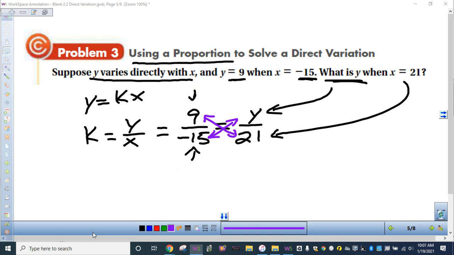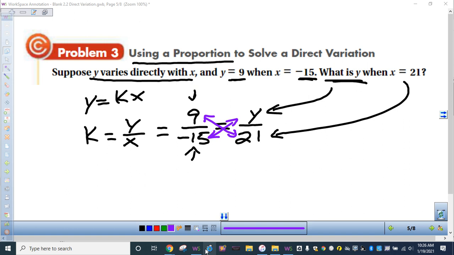So, we got k already identified, right? 9 over negative 15. Because k is y over x. So what's k? 9 over negative 15. Well, you got to reduce that fraction. So if you have your graphing calculator, bust it out. And we'll start cranking on those.